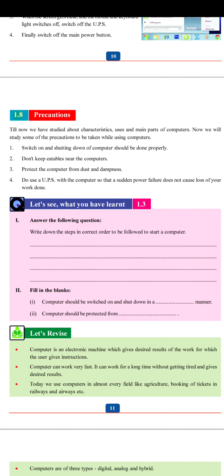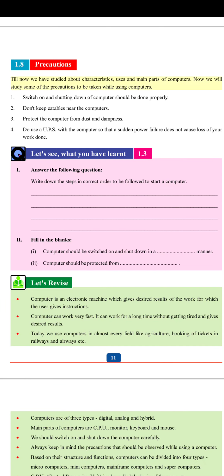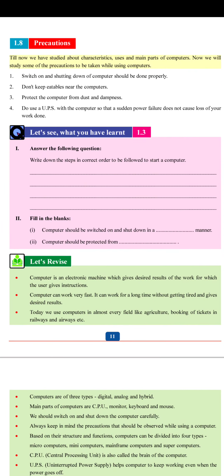1.8. Precautions. Till now we have studied the characteristics, uses and main parts of computers. Now we will study some of the precautions to be taken while using computers. 1. Switching on and shutting down of the computer should be done properly. 2. Don't keep eatables near the computer. 3. Protect the computer from dust and dampness. 4. Do use a UPS with the computer so that a sudden power failure does not cause loss of your work.